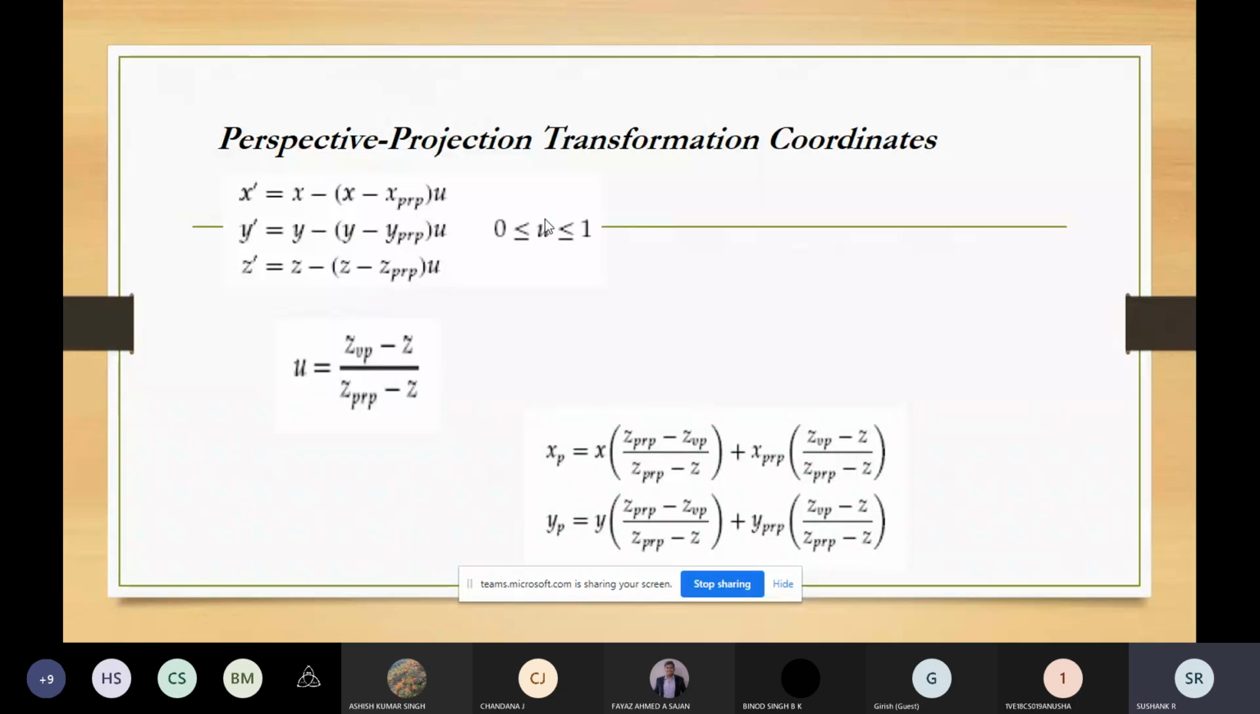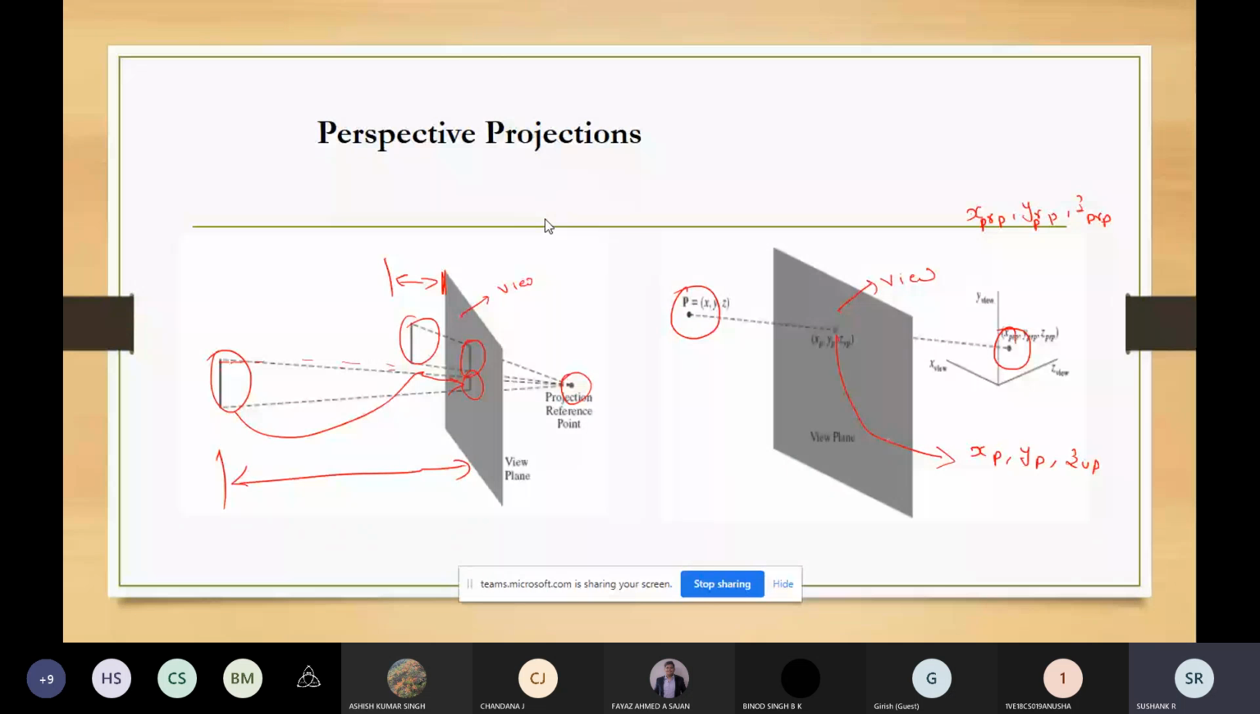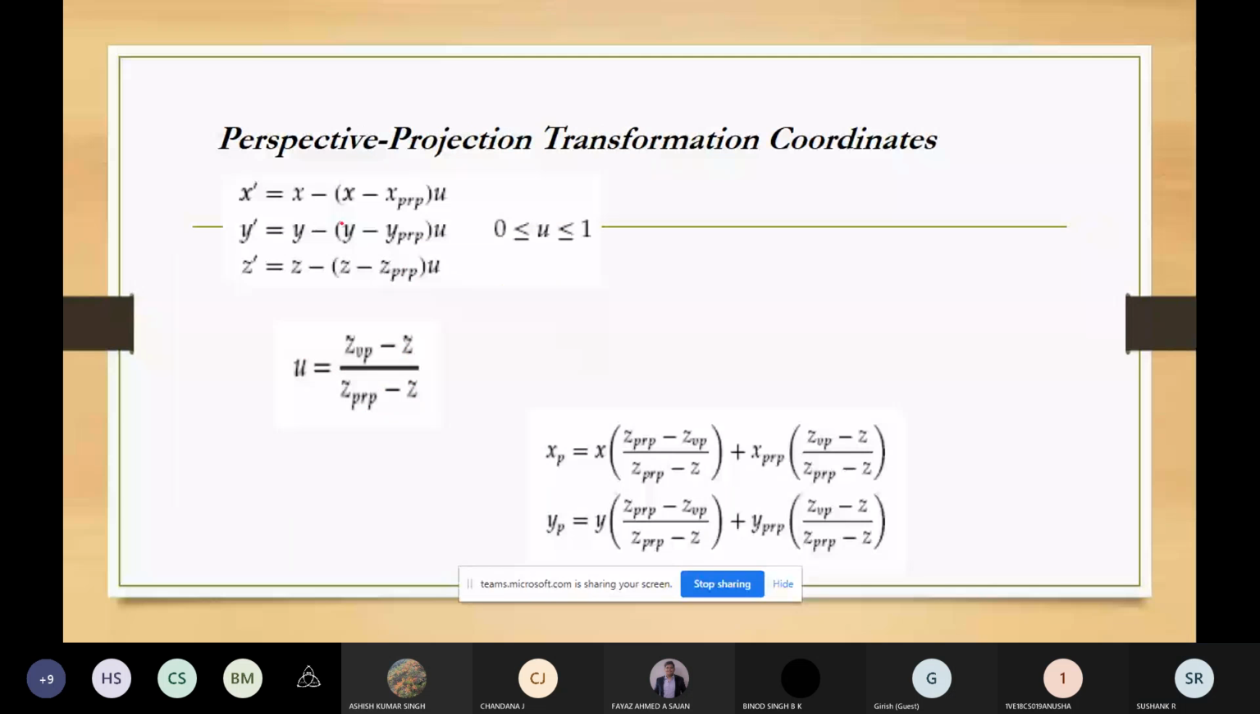So what is this x dash, y dash, z dash means? They are the points along this projection line. See the coordinate position x dash, y dash, z dash, they are the coordinate positions along this projection line. So the equation for the coordinate points x dash, y dash, z dash is given by these three equations, and you know the value of u is between 0 to 1.